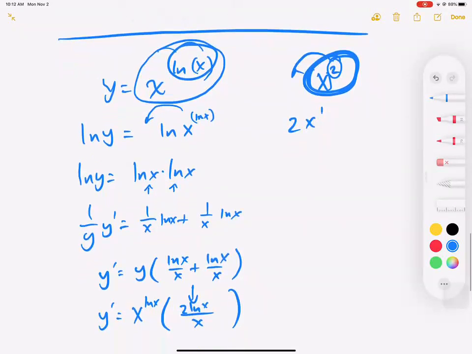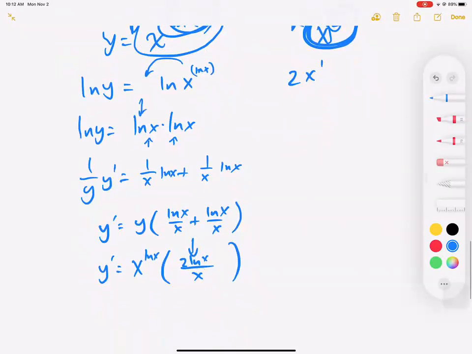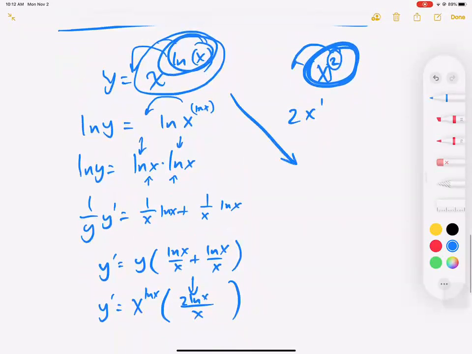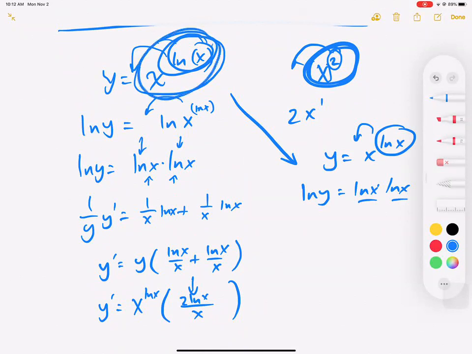Like once I bring down the ln to the front, let me rewrite that. This becomes y equals x ln of x, right? Once I bring this to the front using natural log, now this is just a product rule problem, no longer a mystery. But originally, it is in a position where I can't even touch it.